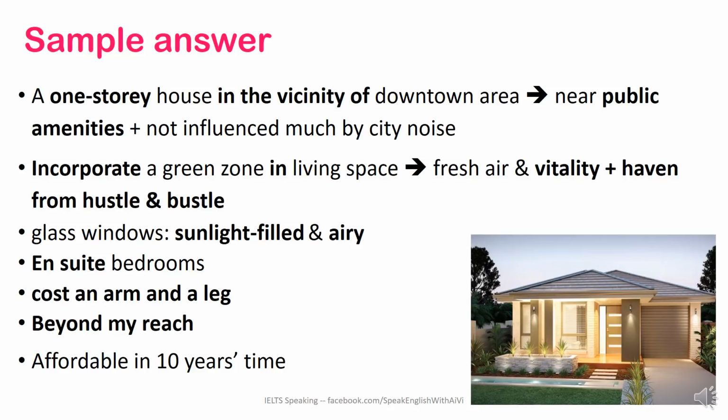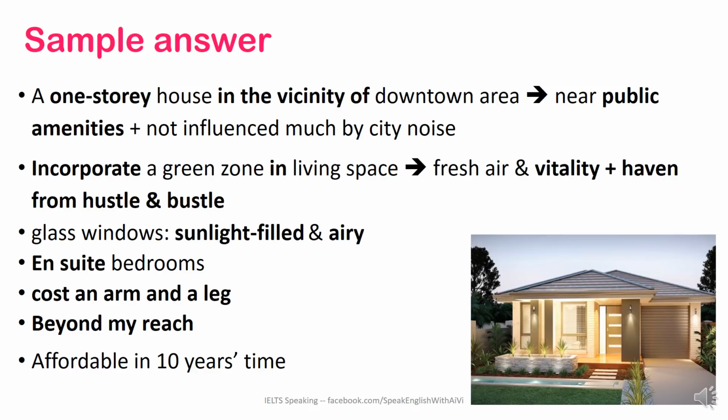Okay, before I finish, I want to show you my complete answer. Okay, I will time myself to make sure that it won't be longer than 2 minutes. Let's start. If I had to describe my dream house, I would say it should be a one-story house in the vicinity of the downtown area. The reason for my preference is I love to live near public amenities. I think it would be so great and convenient.